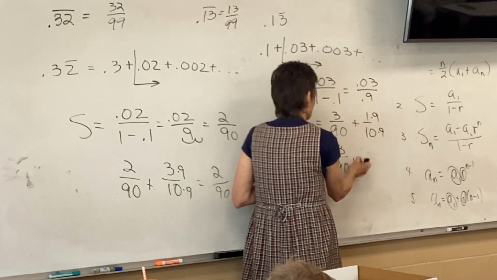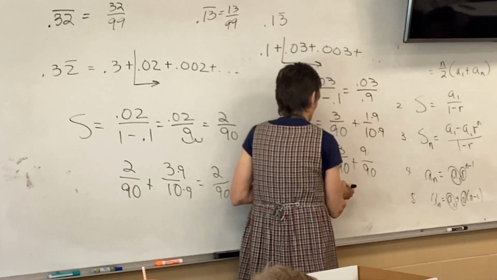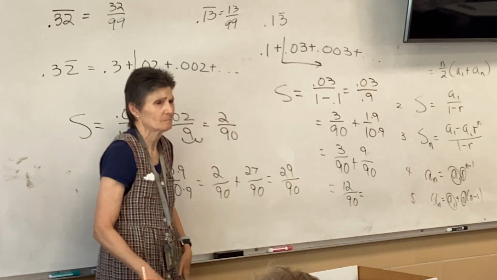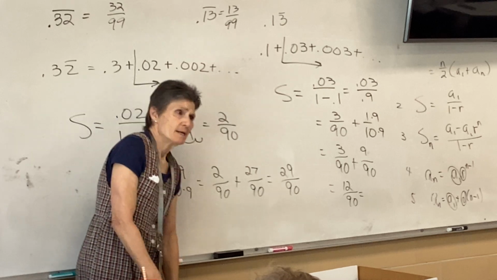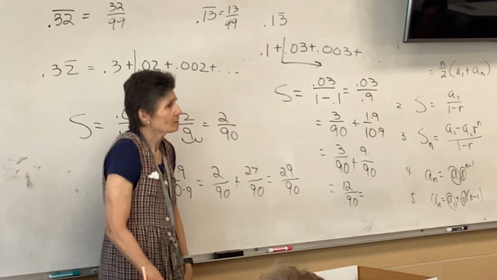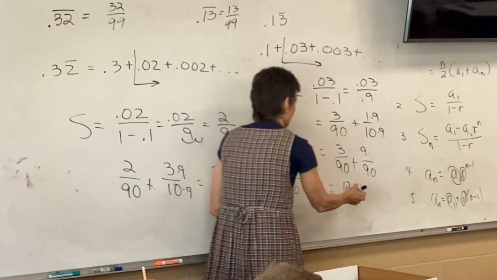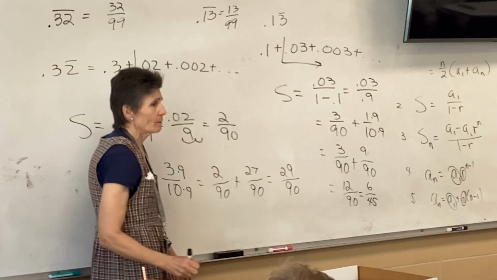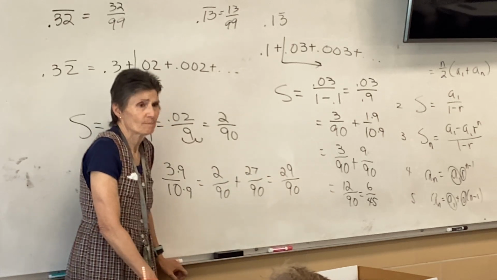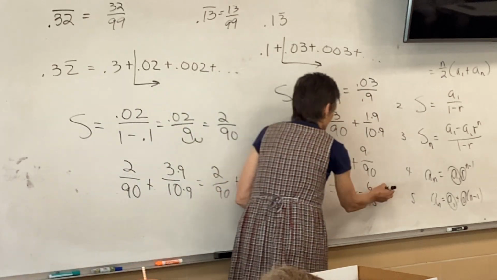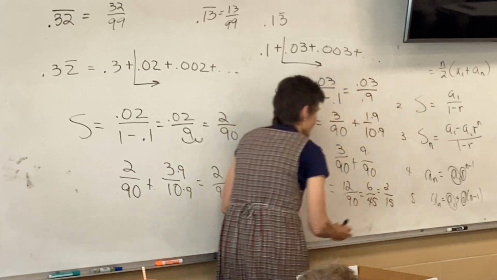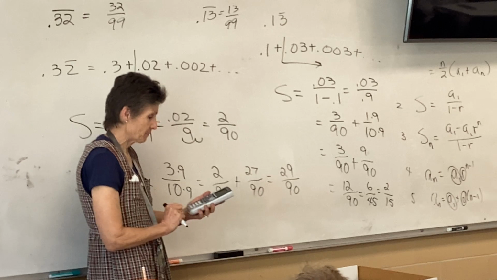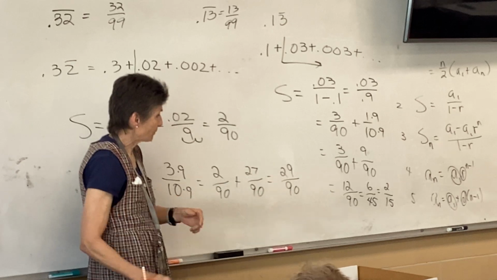So 3/90ths and 9/90ths. Which gives me 12/90ths, does that reduce? Anything go into 12 and 90 both? 2, so that would be 6/45. Anything go into 6 and 45? 3, so that would be 2/15. I'm gonna check that, 2 divided by 15. Yep, sure enough, you got it right.